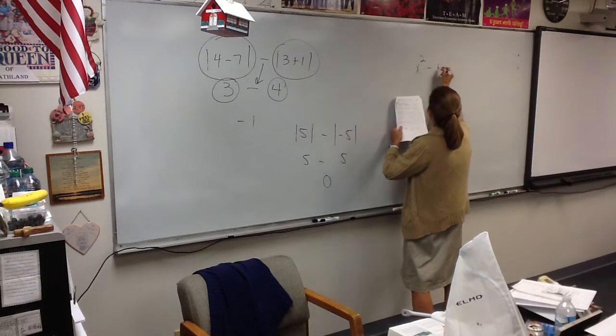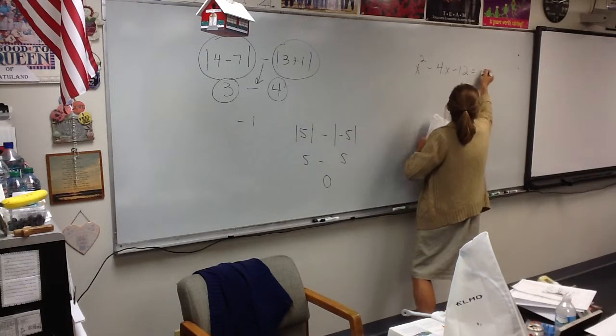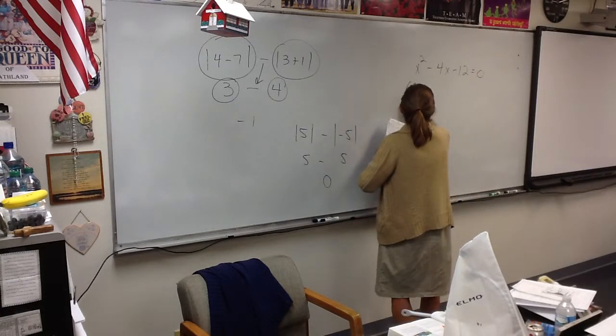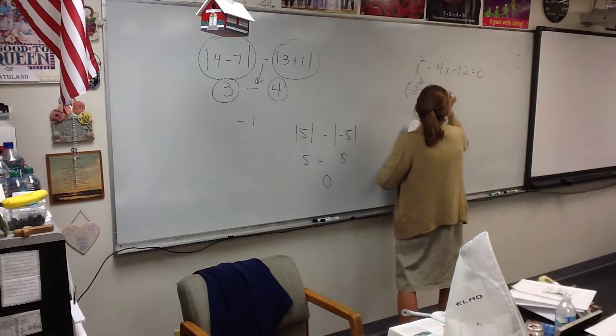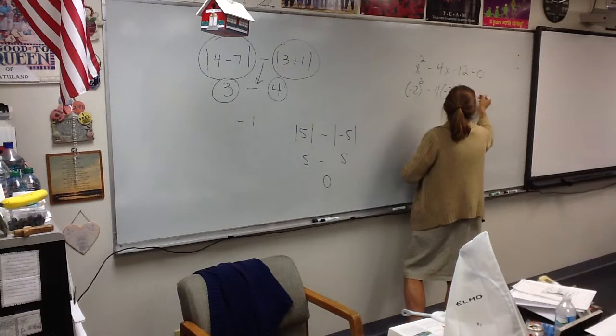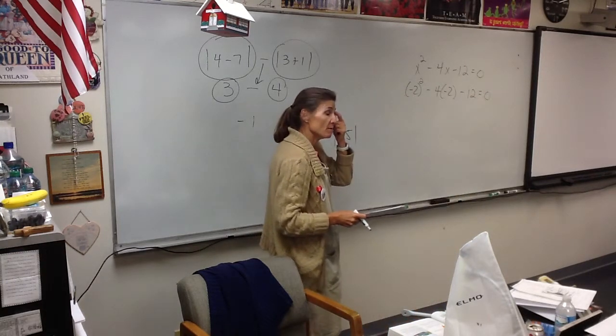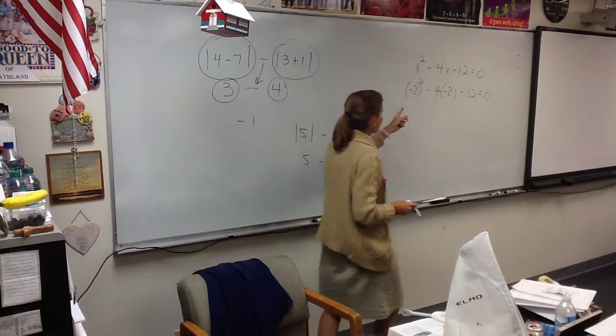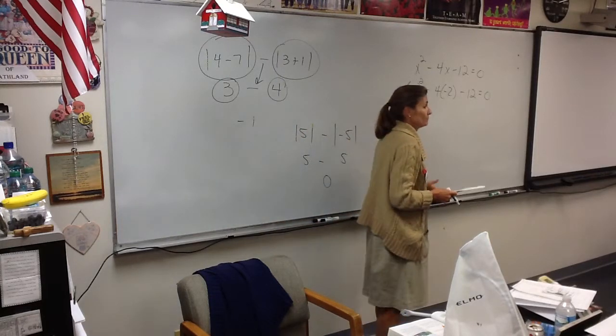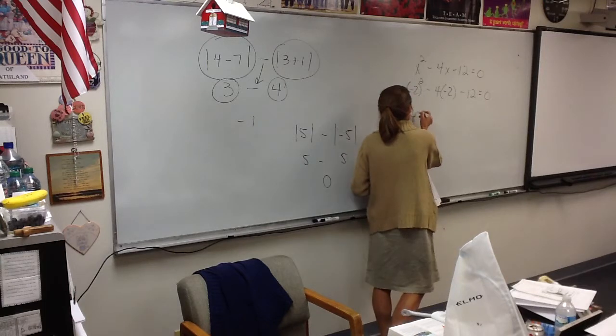Let's see. We're going to do our arithmetic very carefully. We're putting in -2. We're not going to be careless. We're going to be very careful here. What do you get when you square -2? 4. You get +4.